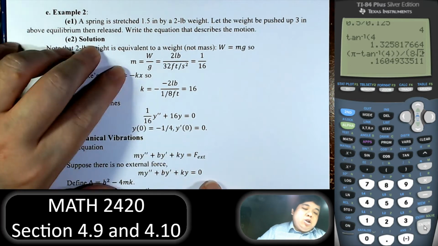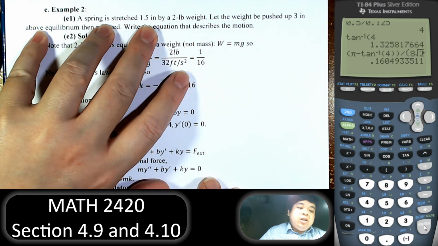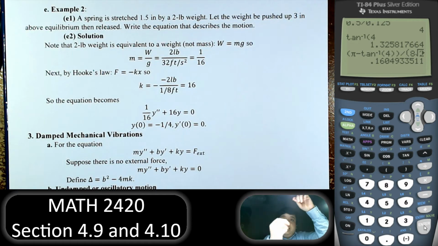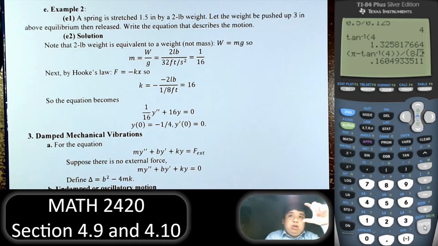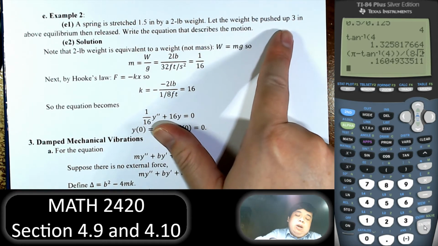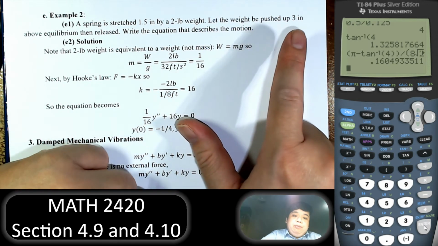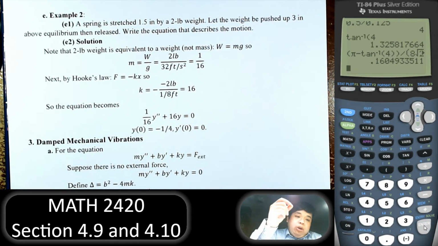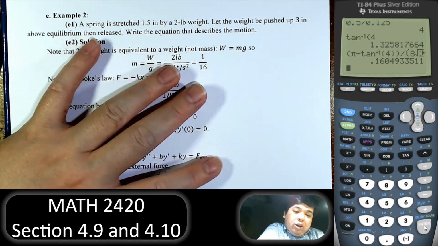Now, suppose a spring is stretched 1.5 inches by a 2 pound weight. So the spring originally will be stretched 1.5 inches, because if the spring is by itself and then we stretch it, the weight causes it to go down. And then let the weight be pushed up 3 inches above the equilibrium, and then release. Write the equation that describes the motion.